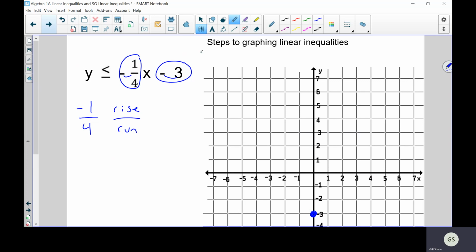We say, okay, I've got my slope number. I now have a rise and a run number. Just follow the directions right there in blue. Positive run, count right. Negative run, count left. Positive rise, count up. Negative rise, count down.